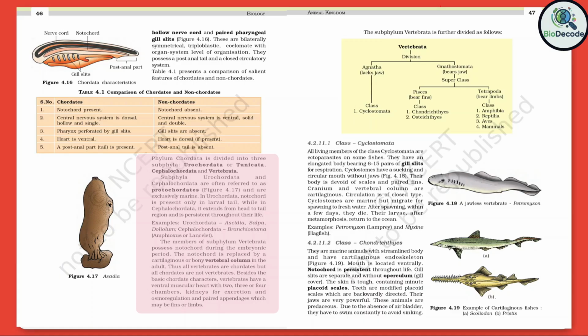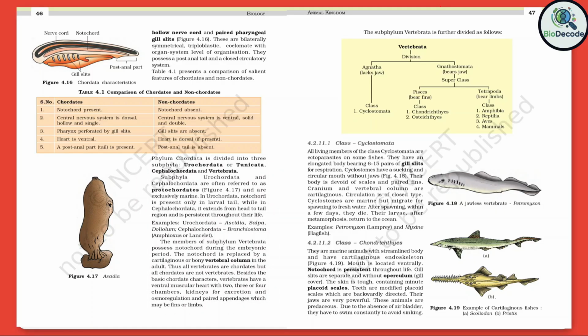The members of subphylum Vertebrata possess notochord during the embryonic period. The notochord is replaced by a cartilaginous or bony vertebral column in the adult. Thus, all vertebrates are chordates, but all chordates are not vertebrates. Besides the basic chordate characters, vertebrates have a ventral muscular heart with 2, 3, or 4 chambers, kidneys for excretion and osmoregulation, and paired appendages which may be fins or limbs.